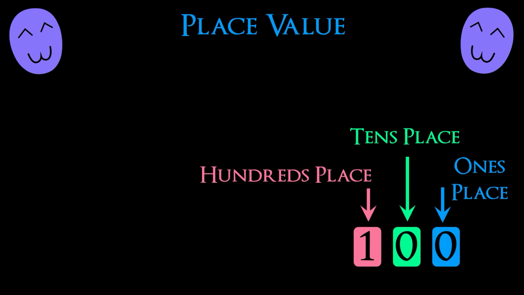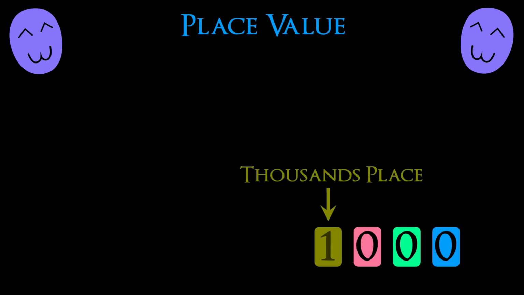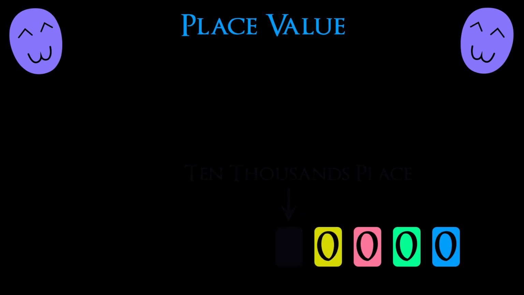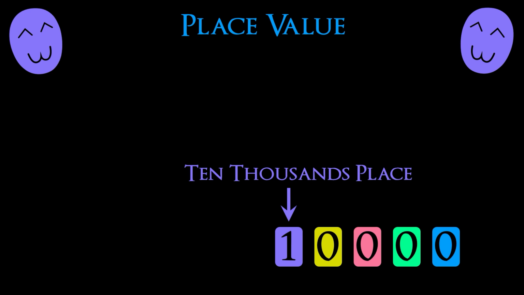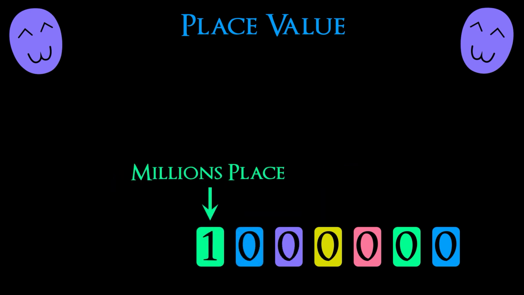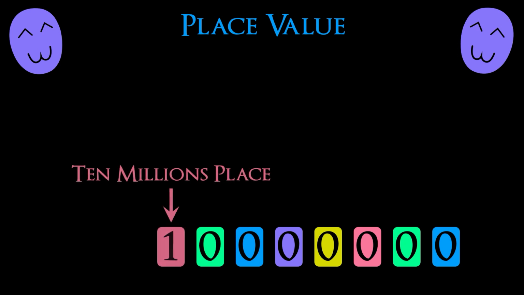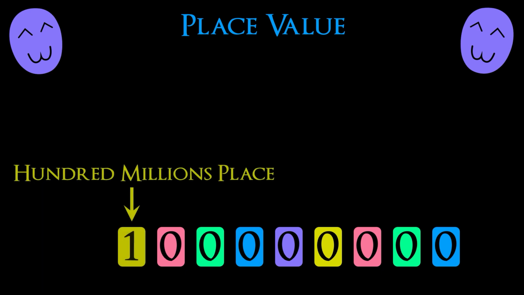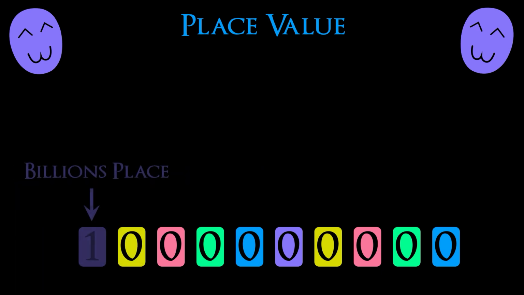Now of course it doesn't just stop at the hundreds place, it keeps on going. After the hundreds place, we get the thousands place. After that, we get the 10,000s place, then the 100,000s place, then the millions place. After the millions place, we get the 10 millions place, then the 100 millions place, then the billions place. It goes on forever, as high as we need for the number we want to write down.